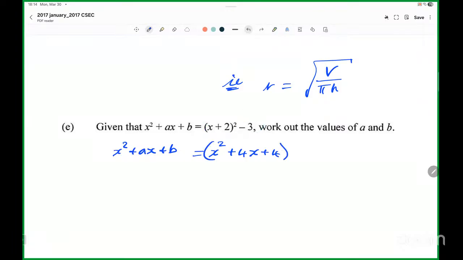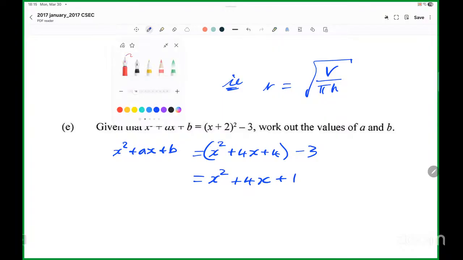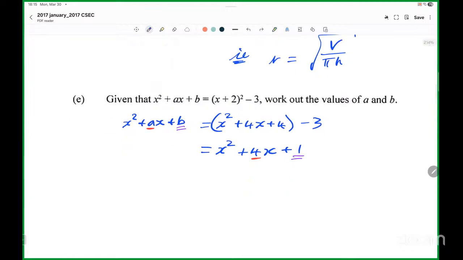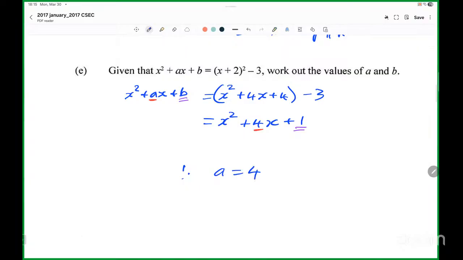Then I have to subtract this 3 now, minus 3. Let's simplify. It becomes x squared plus 4x. Then the 4 minus 3 is a plus 1. If you compare the values now, it means that this a is equal to this 4 and this b is equal to this 1. Do you see that? We compare. Simple as that. They tell you that this is this. They just expand out the right side and compare the values. So you can draw the conclusion and say, therefore, the a is actually 4 and the b is actually 1. These are your answers.